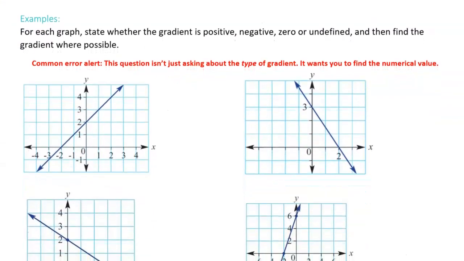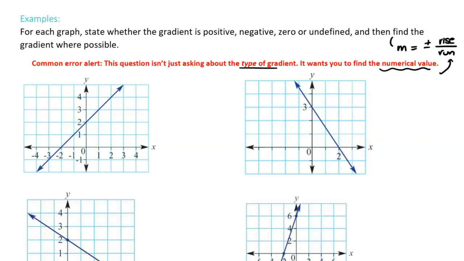So for each of these graphs, we need to state whether the gradient is positive, negative, 0, or undefined. So that's the kind of gradient. And then we want to actually find the gradient. So when we say find the gradient, we want to calculate it using m equals plus or minus rise over run. Now, a common error alert, it isn't just asking for the kind of gradient. You need to find that numerical value using this equation here.